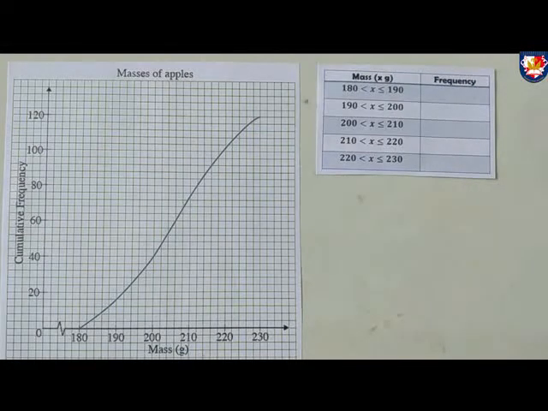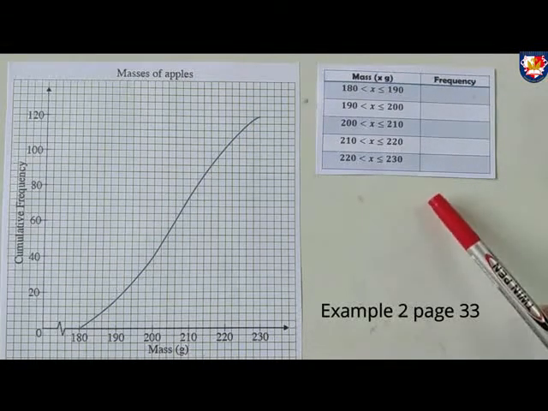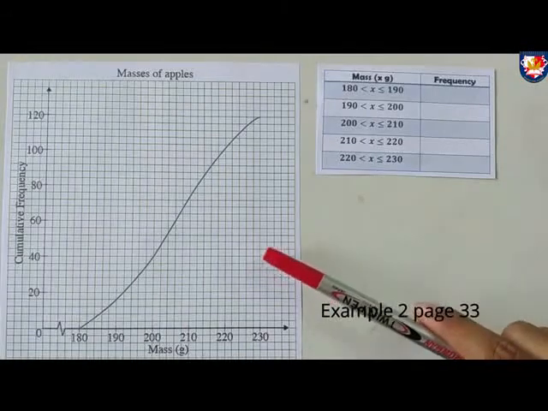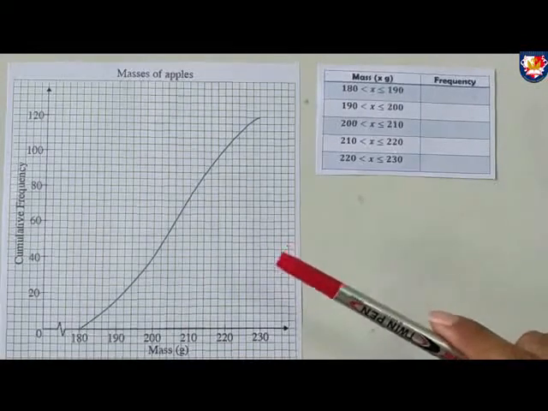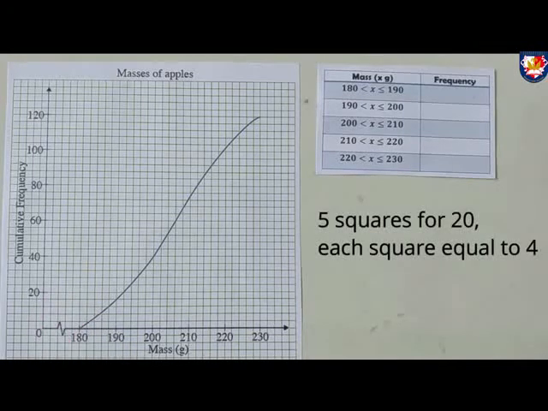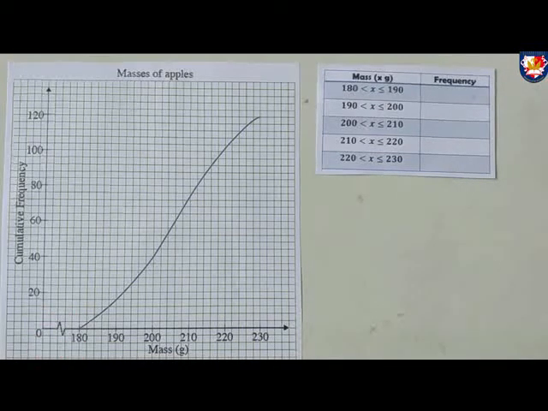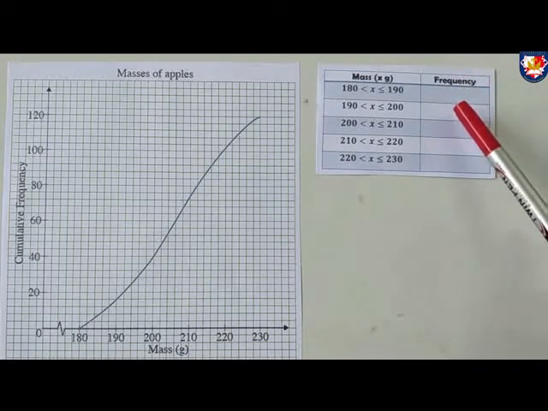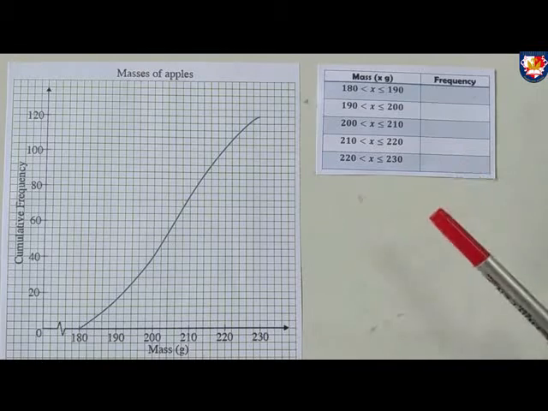Now we are going to learn how to construct the frequency table from the cumulative frequency curve. The first thing that we need to do is figure out the scale. From 0 to 20 there are 1, 2, 3, 4, 5 squares, which means each square belongs to 4. Now we are going to figure out what number is supposed to be in every row here.